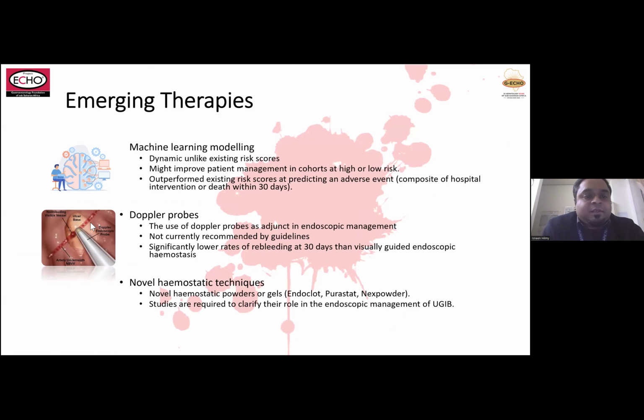And then you have Doppler probes. It could be used as an agent. So before we inject, before therapy, you can actually know where the vessel is, so it could be more precise. And there are other hemostatic techniques and powders like Endoclot, Nex Powder, and studies are still going on for this.